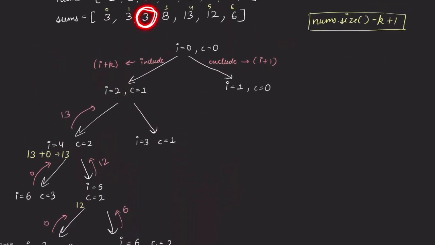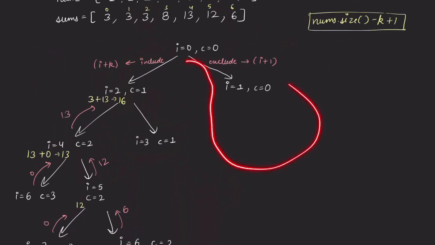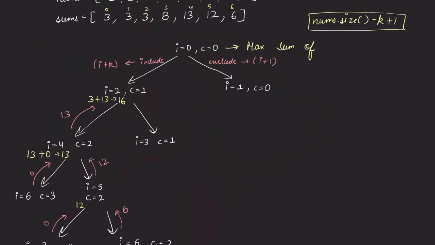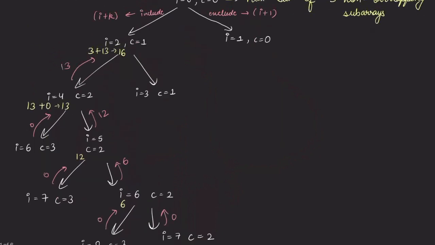The sum over here is 3. So we will have a 3 over here and 13 is returned. So 3 plus 13 will be equal to 16. And then something will be returned from here. So we'll take a max of those two and we will return. And then from this tree also there will be something that will be returned, and then we will take a max of it, and then at the initial point, we will have the maximum sum of our three non-overlapping subarrays, right?